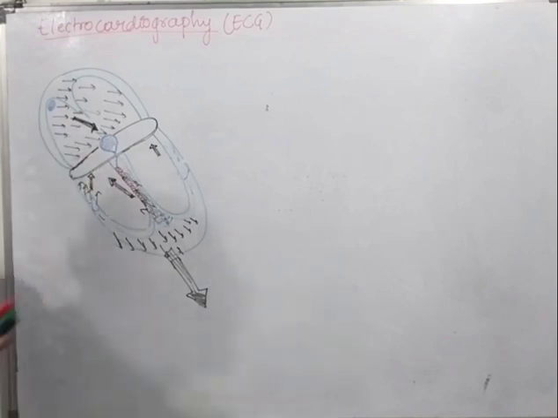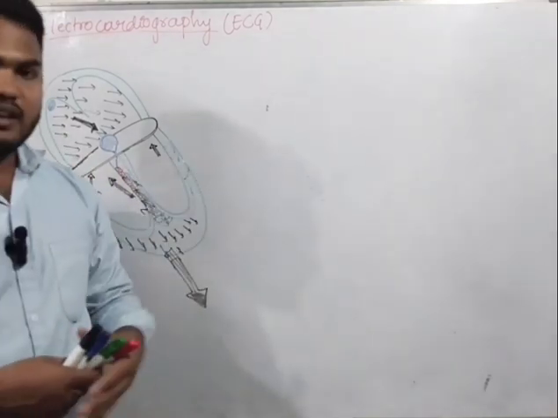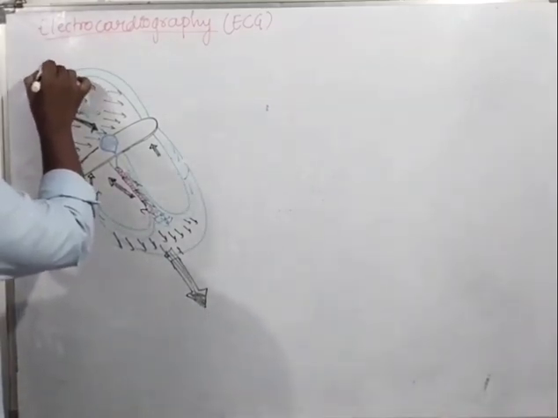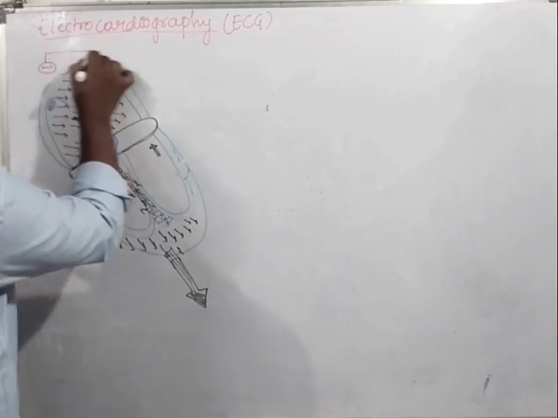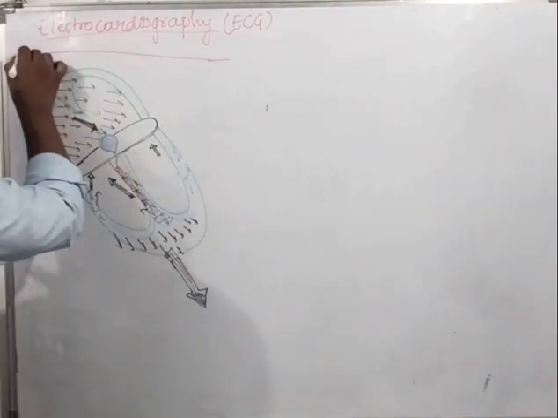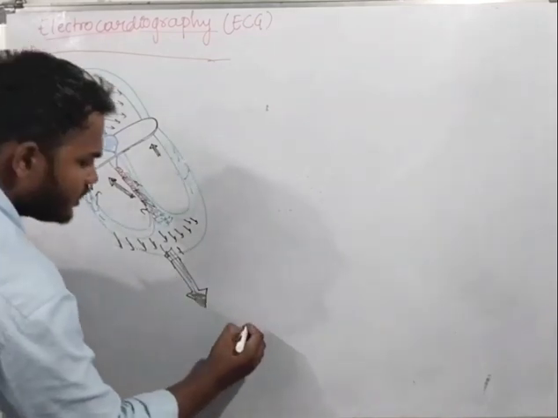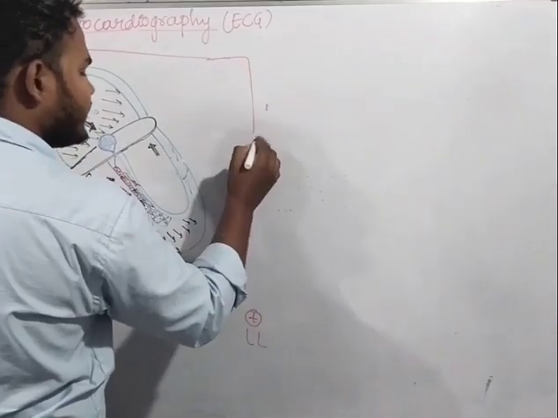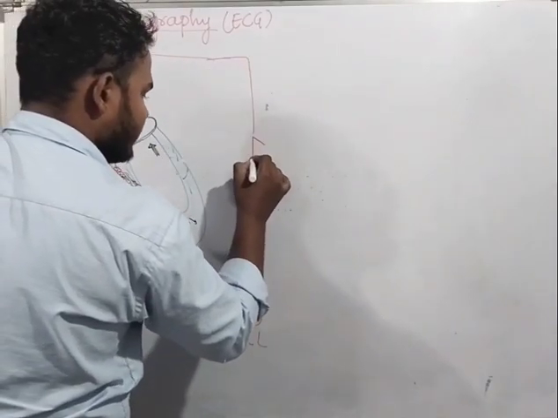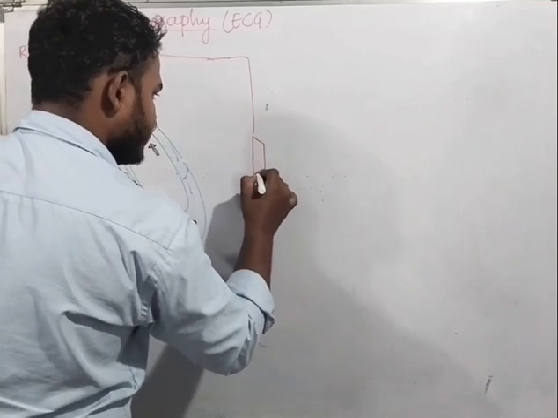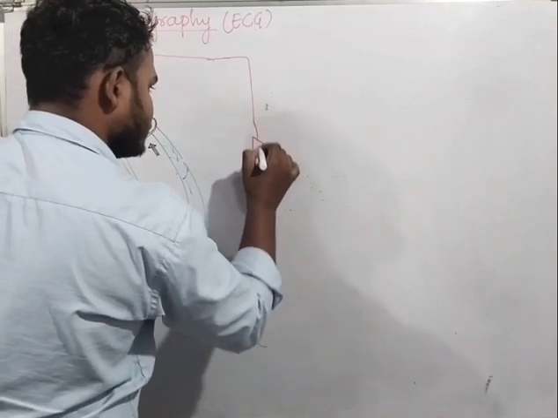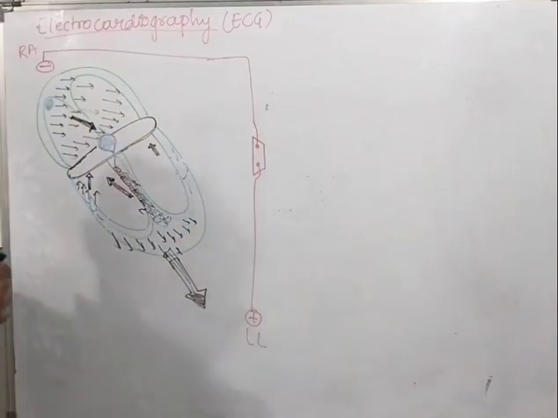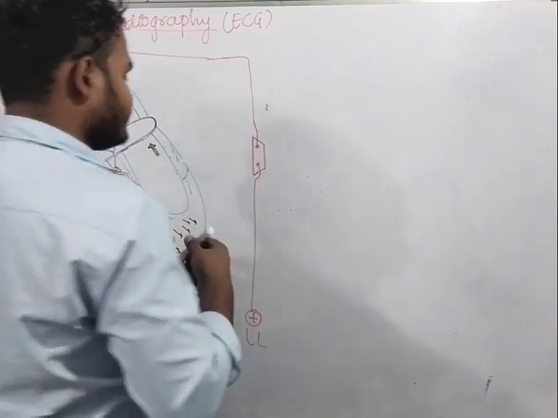Okay, now we will draw these vectors in a graphical representation. Next, we will see the electrodes placed on the upper arm and the left foot. This is positive. It is connected to a machine that is known as a galvanometer.